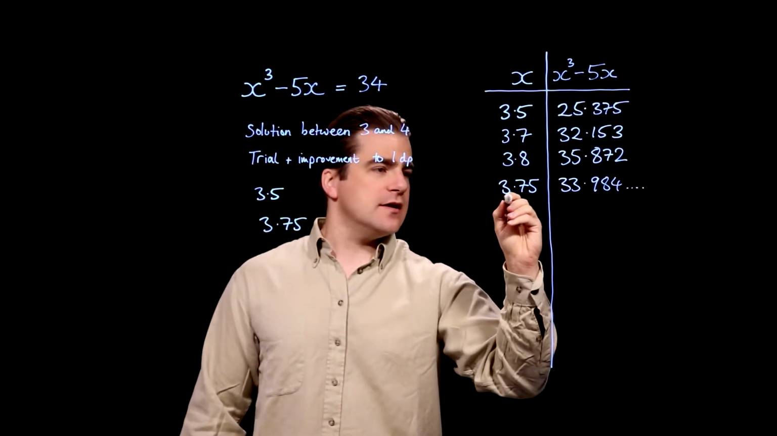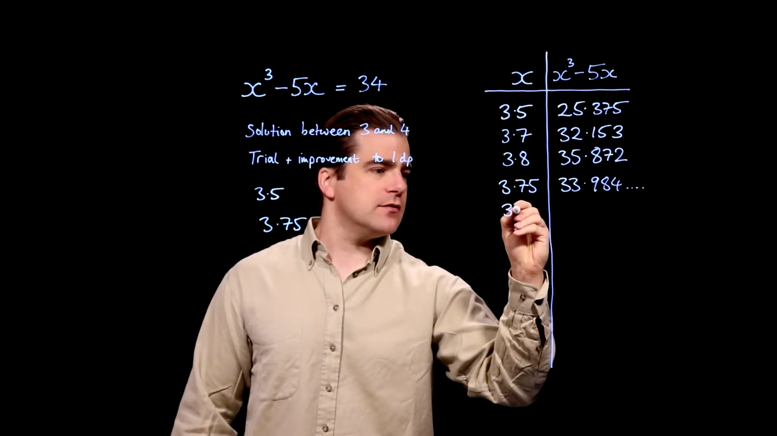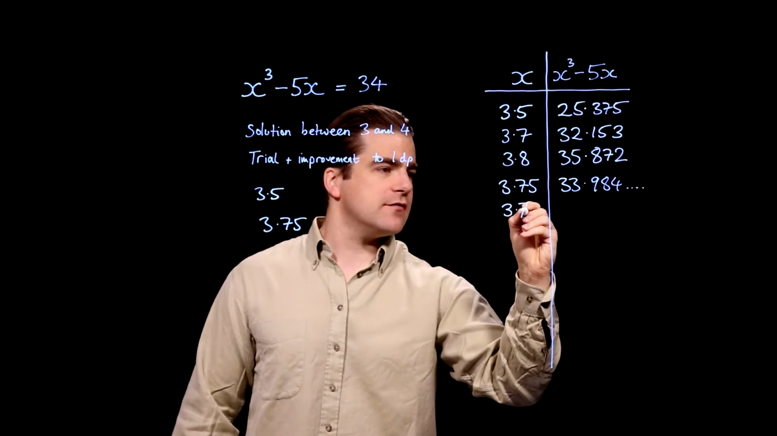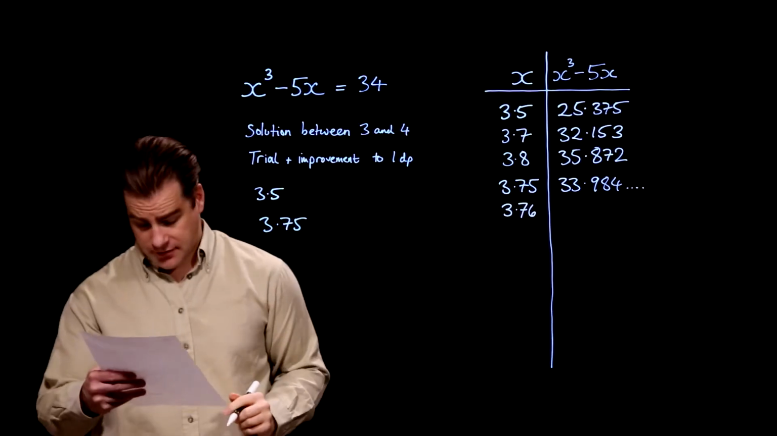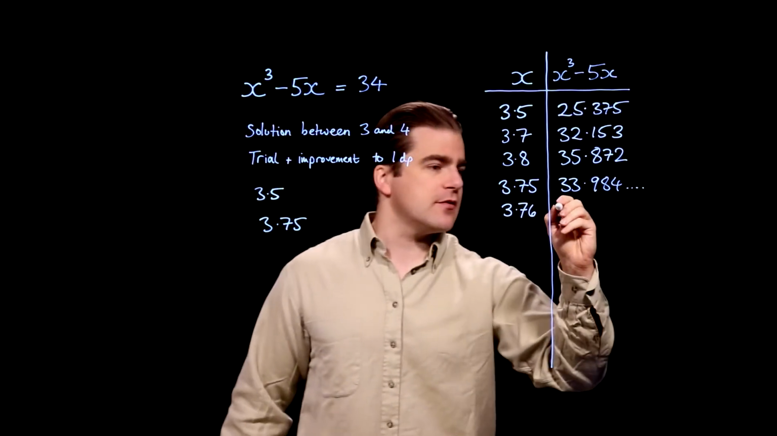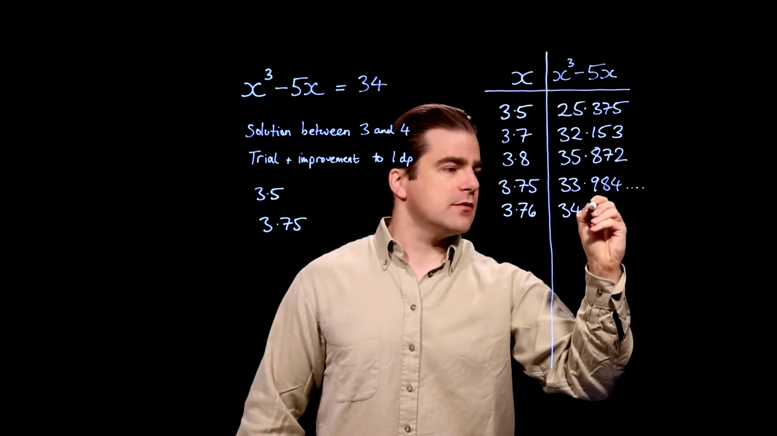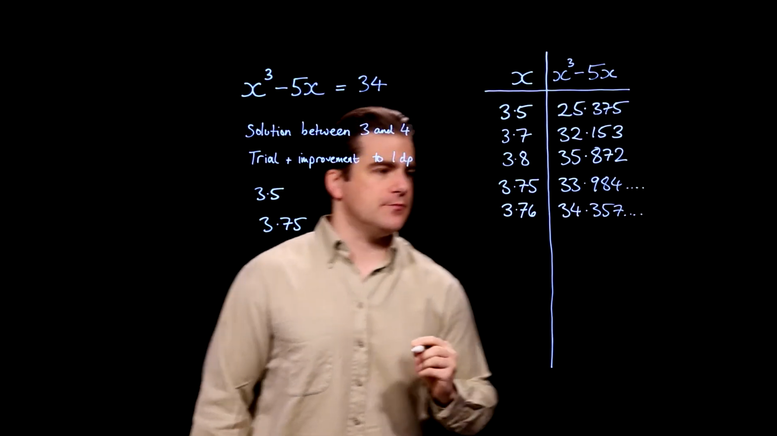So let's just increase this slightly, and we should go beyond 34. So try 3.76. 3.76 cubed minus 5 times 3.76 is 34.357 something, and a few more digits.